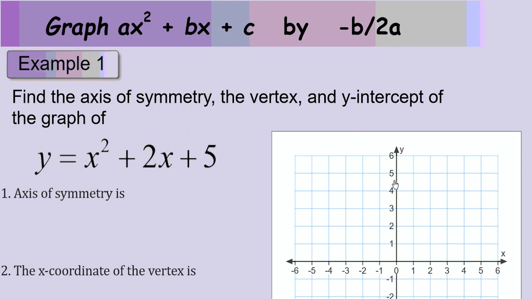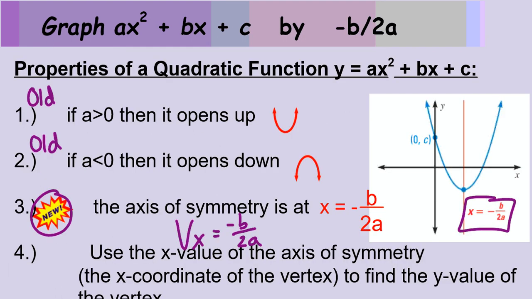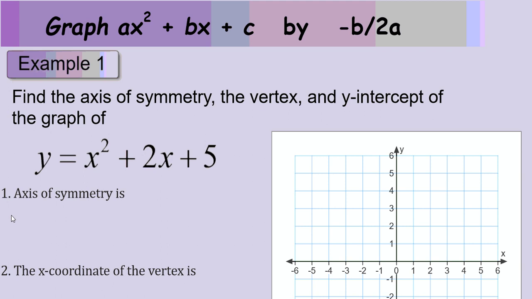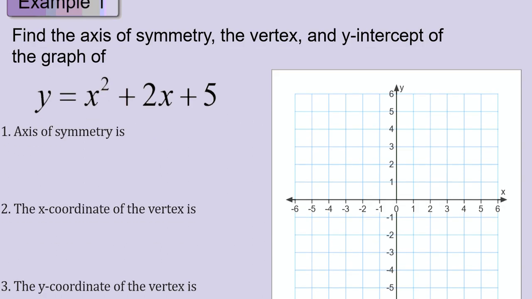Let's try one. I want to graph the following, y equals x squared plus 2x plus 5. Before today, we would have had to do it by factoring. We would have said, okay, what numbers multiply to be 5 and add up to be 2 so I can find the x-intercepts. The problem is there are none. No numbers multiply to be 5 and add up to be 2. So we have to use our new tool: the vertex's x-coordinate is at -b over 2a, which is going to be where the axis of symmetry is going to fall. So it's going to be at -b over 2a.